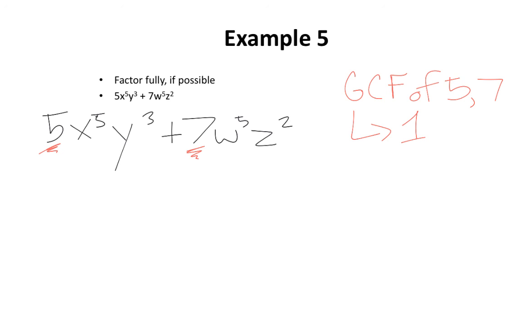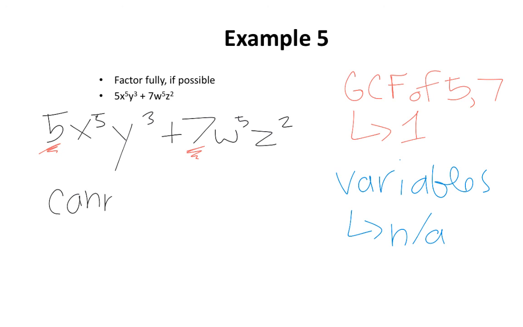The next thing you want to do is look at any variables that are common between these two terms. I have an x, I have a y, I have a w, and I have a z. However, nothing is common between these two terms. So I'm going to make a little note of that. This means the only thing I can factor out of this expression is 1, and that doesn't change anything. Therefore, this expression cannot be factored. So I'm going to make a little note of this. Cannot be factored.